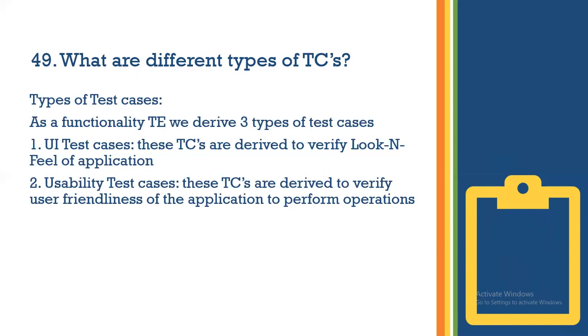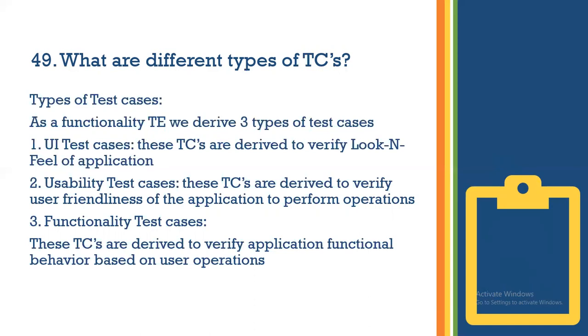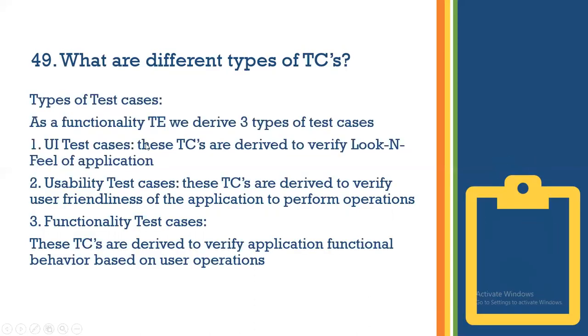Second one, usability test cases. These test cases are derived to verify user friendliness or ease of use of the application. So this is considered usability test cases. Third one, functionality test cases. These test cases are derived to verify application functional behavior based on user operations. Those are the three types of test cases.